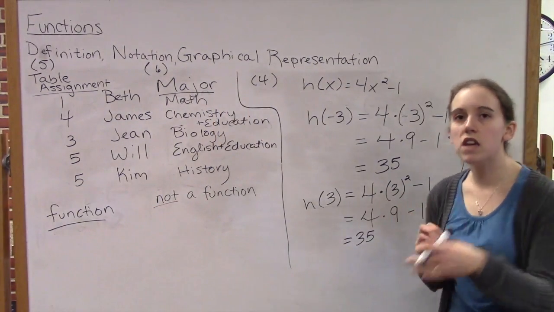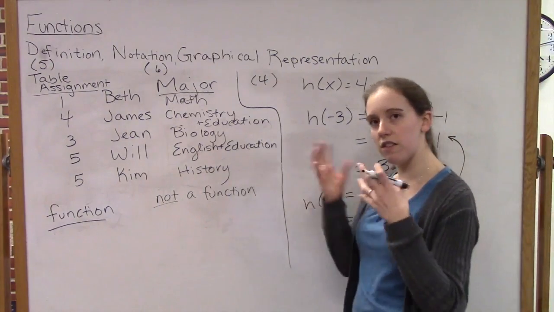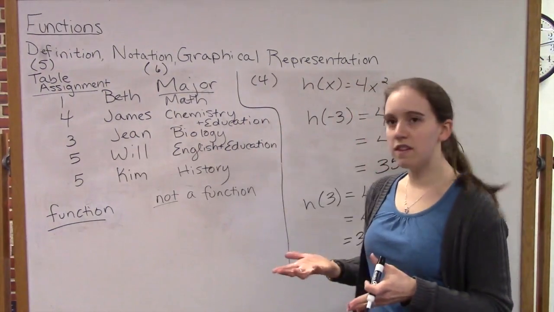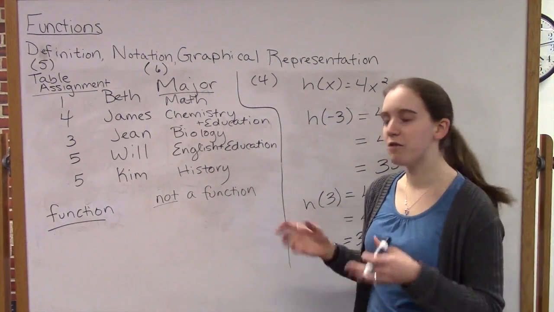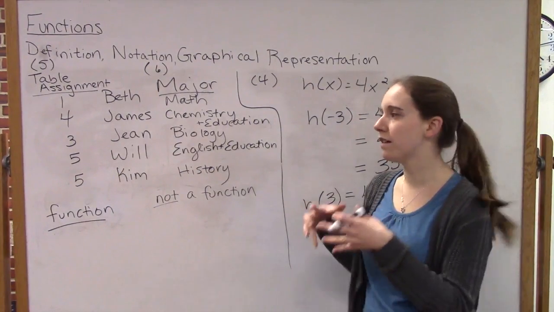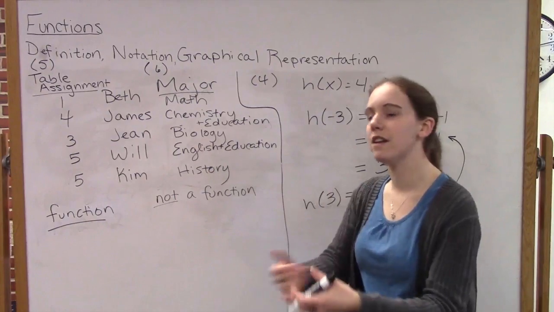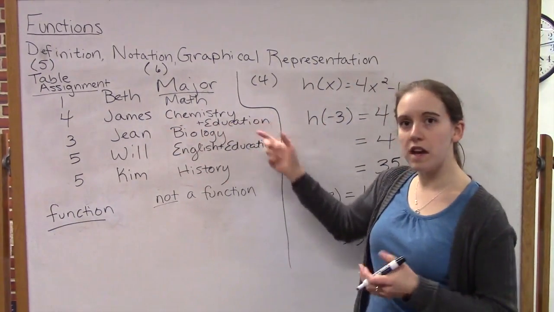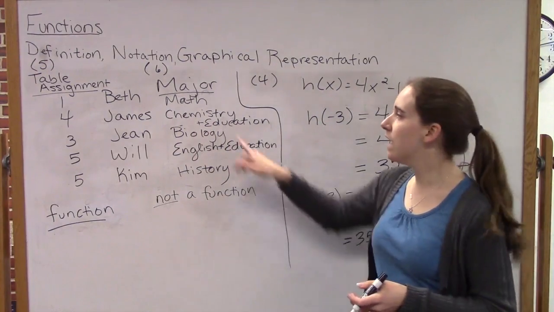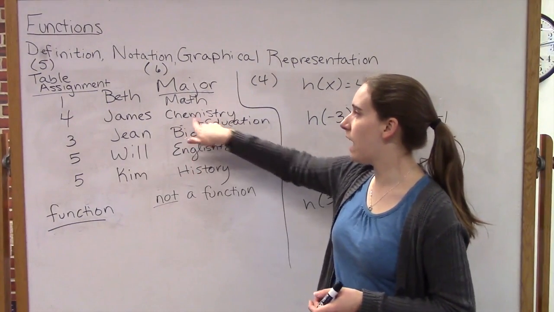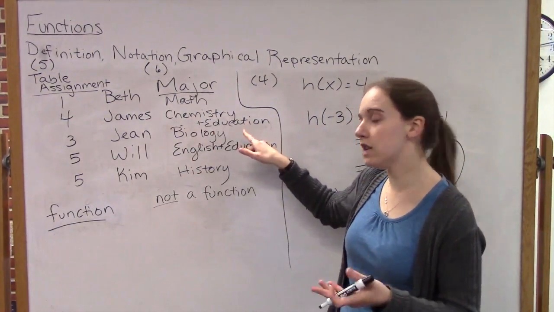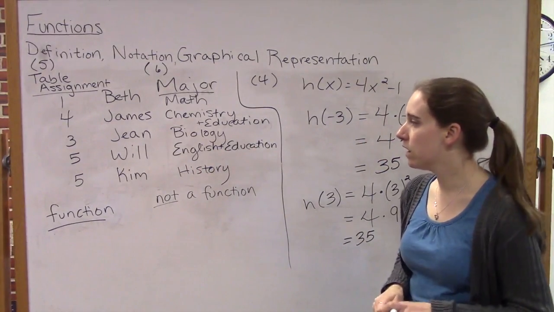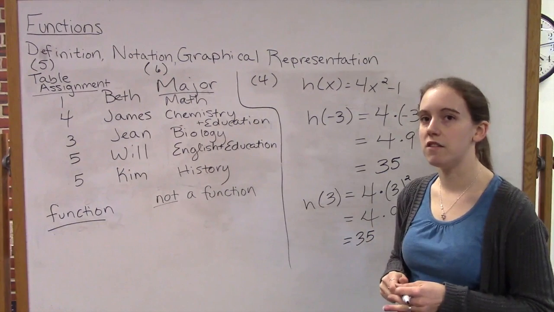So there's kind of a non-numerical way to think about this. Notice that Will and Kim both went to the same table. That was fine. It was fine if two students went to one table, as long as each student was only assigned to one table. Same thing here. James and Will were both education majors. That's okay. The problem is that James is both chemistry and education, and Will also has two majors. So that's not a function. That's our differentiation here.